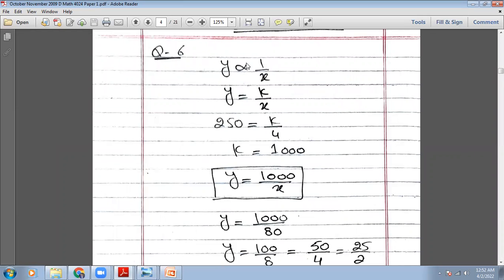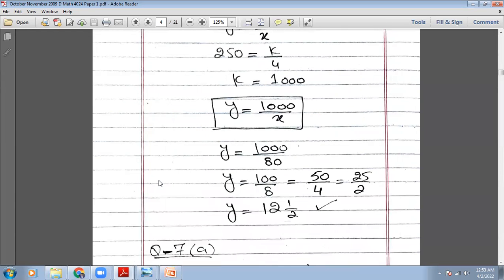So you remove the proportional sign and introduce an equal sign, so you have to put a constant here. So y equals k by x. The value of y is 250 when the value of x is 4, so you will have 250 equals k by 4. This 4 will multiply on the other side, so the k value will be 1000. So the formula becomes y equals 1000 divided by x.